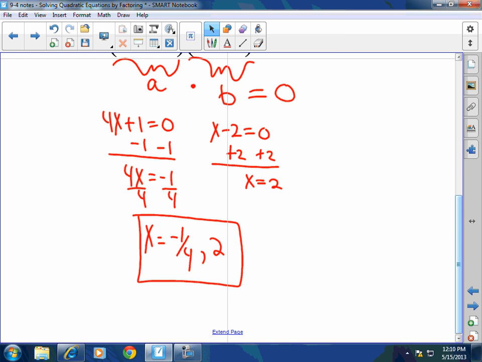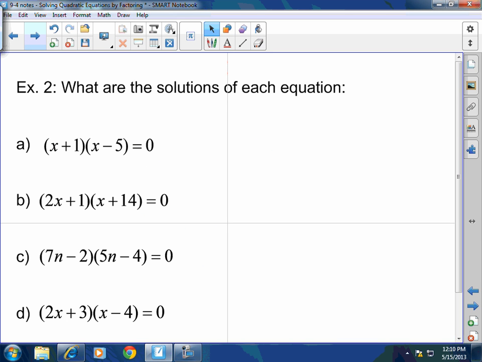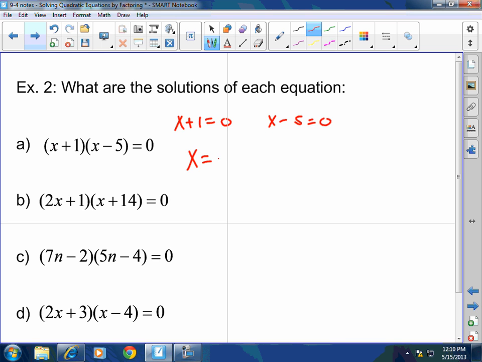All right, let's practice some more zero product property. What are the solutions of each equation? Well, you have x plus 1 times x minus 5 equals 0. So you have to set x plus 1 equal to 0 and x minus 5 equal to 0. And x is going to equal negative 1, comma positive 5. Some of you are looking at me like, how did I do that? I just solved for x, guys. Come on, it's a single step equation. We have a final in a few weeks, so these are all skills you should know.